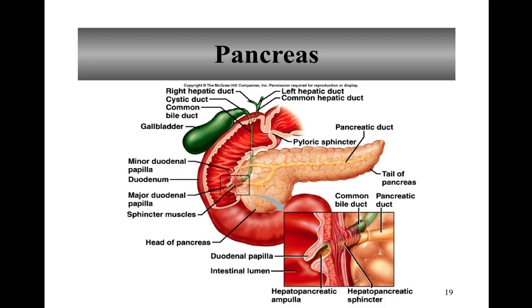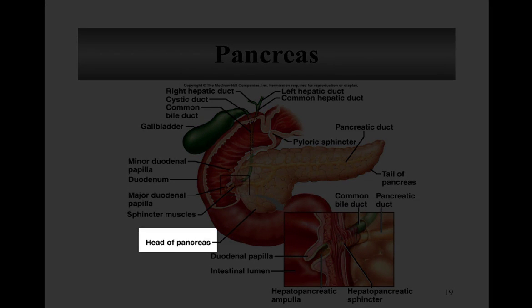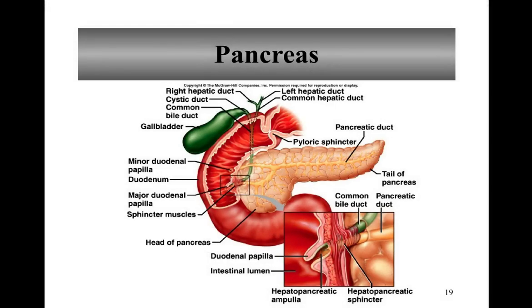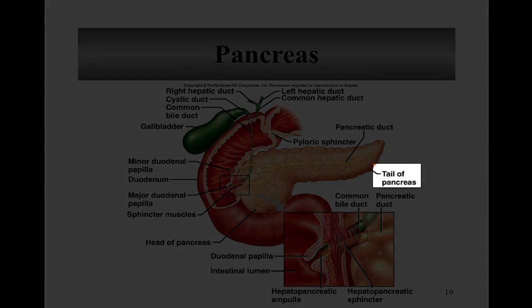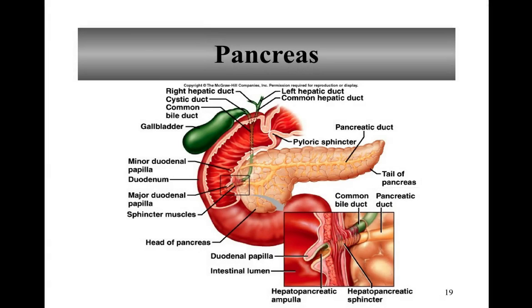So we'll start with the pancreas. The pancreas is often described as looking like a tadpole, and the structures of the pancreas are described with this in mind. We have the head, the body, and the tail. The pancreatic duct takes the secretions from the pancreas and carries them to the common bile duct, which then carries those secretions into the small intestine.